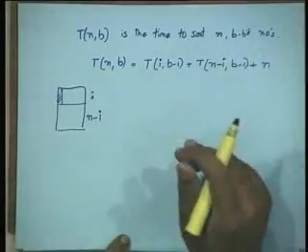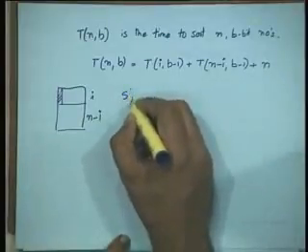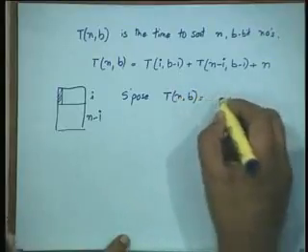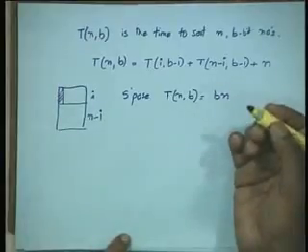Shouldn't it be sigma? Let's see what it should be. Let's not worry too much about it. Suppose T of n comma b was equal to b of n. Maybe I am wrong. Let's see whether I am right.